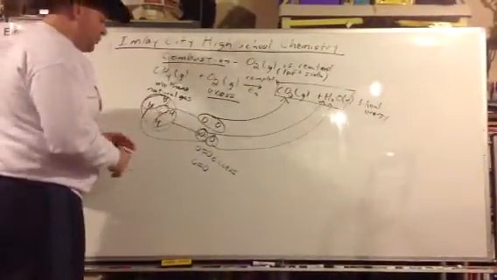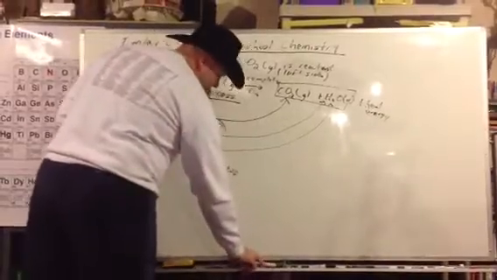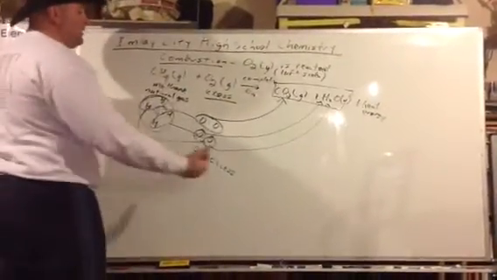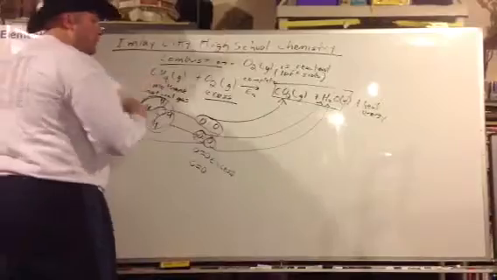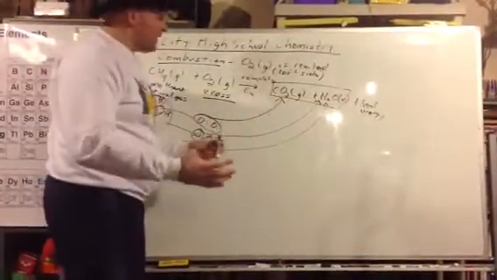By the way, this chemical formula is not balanced. In a balanced chemical equation, that means we have the same number of atoms on the left-hand side as we do on the right-hand side.